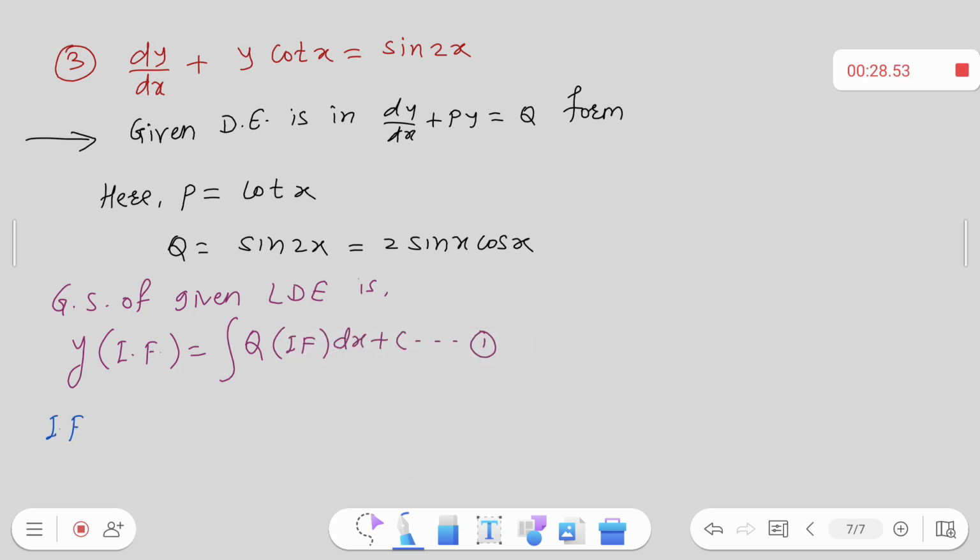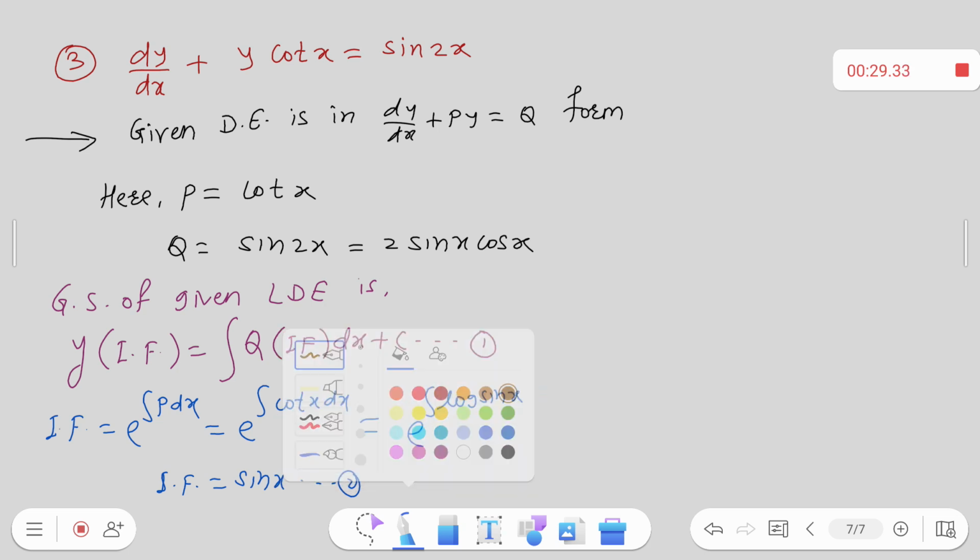So integrating factor is e to the power integration of p dx. So e to the power integration of cot x dx. As we know, the integration of cot x is log sin x. So e to the power log of sin x. So integrating factor is sin x only.